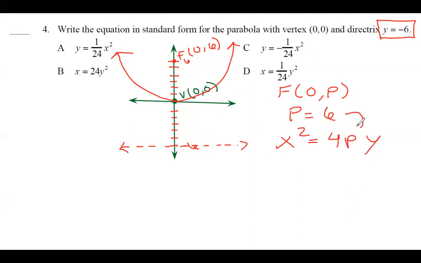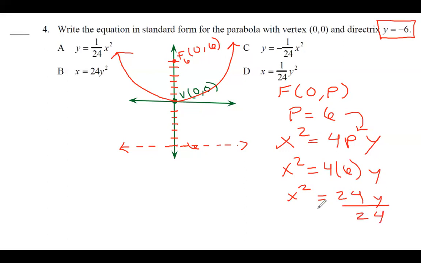All right, so we have our p-value. What am I going to do? Substitute. We have x squared equals 4 times 6 times y. x squared equals 24y. We have to isolate our y, so we divide by 24. Therefore we have y equals 1 over 24 x to the power of 2. Make sure that even though it's a fraction, our leading coefficient is positive. Very similar to when we had polynomials.